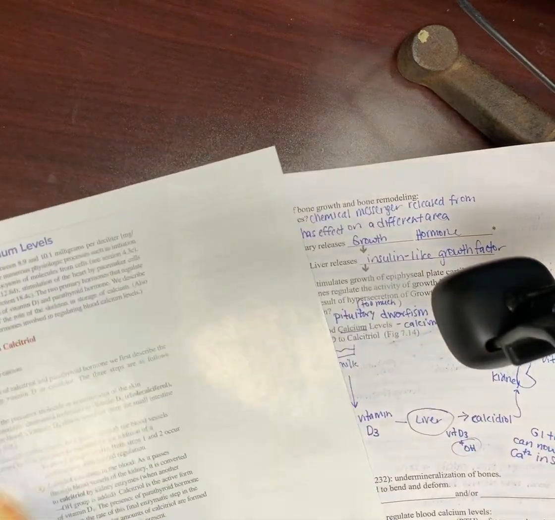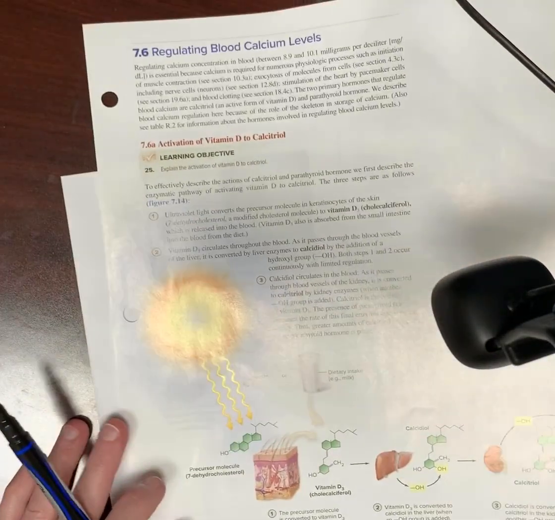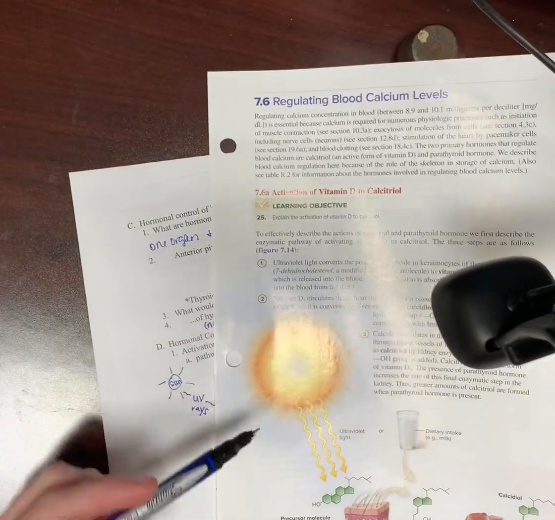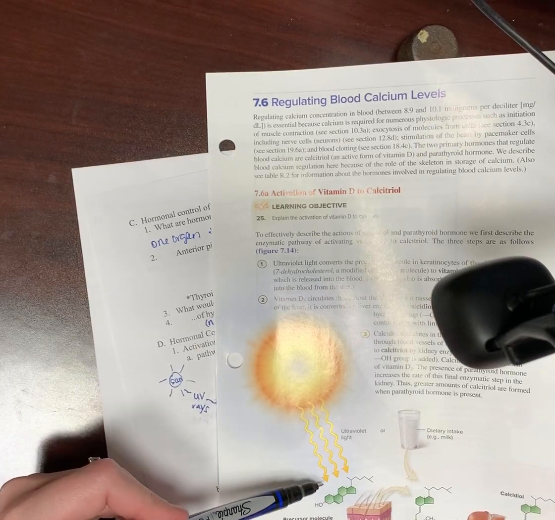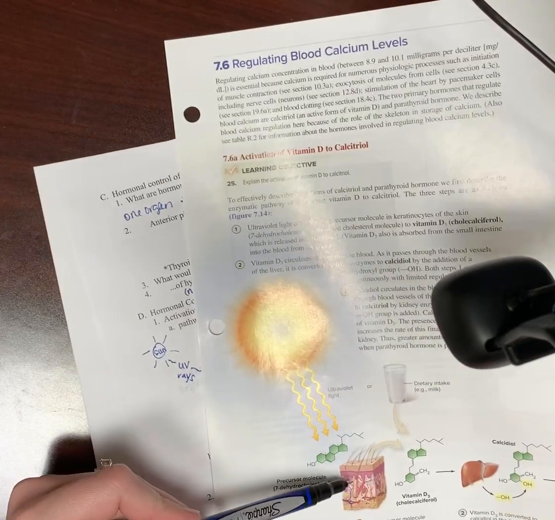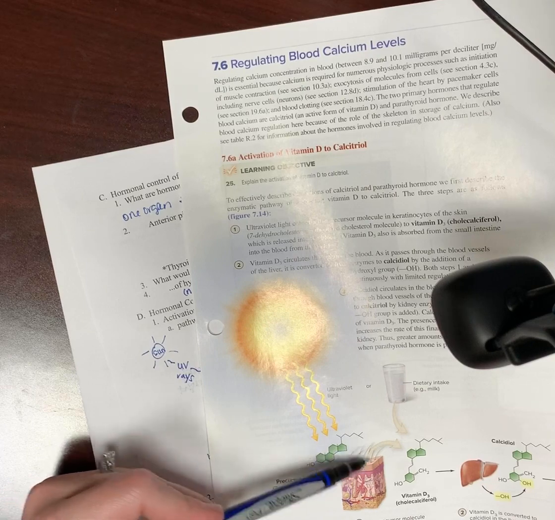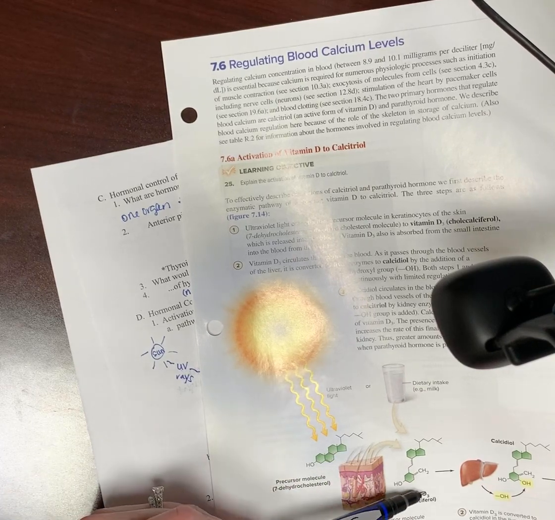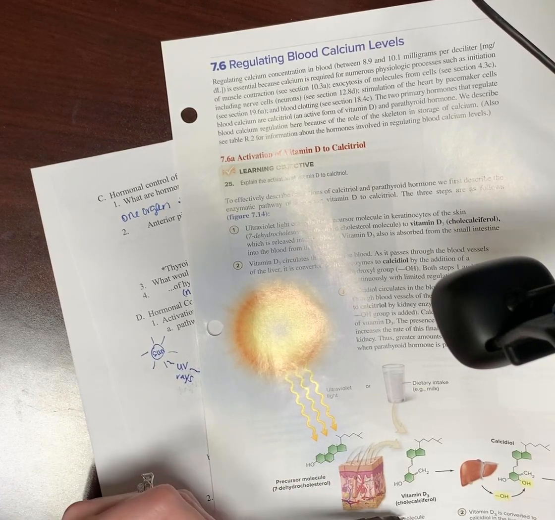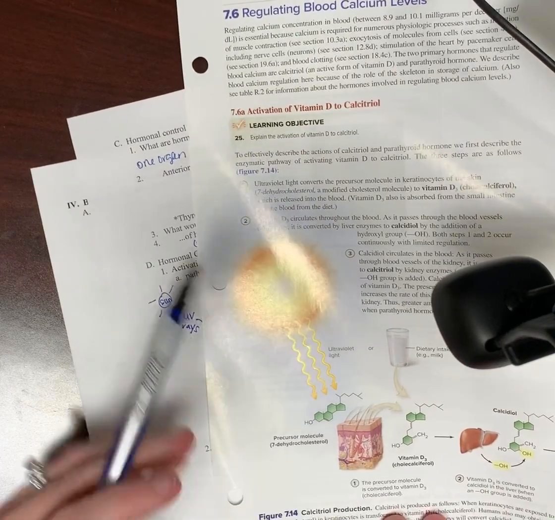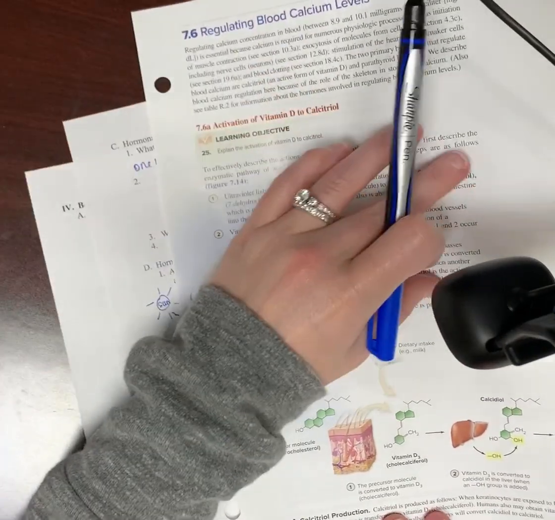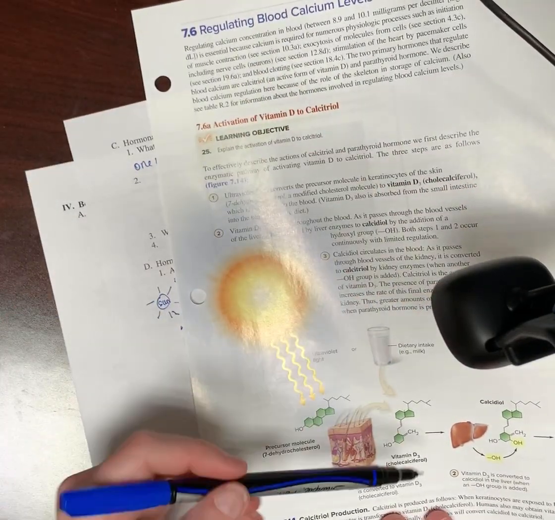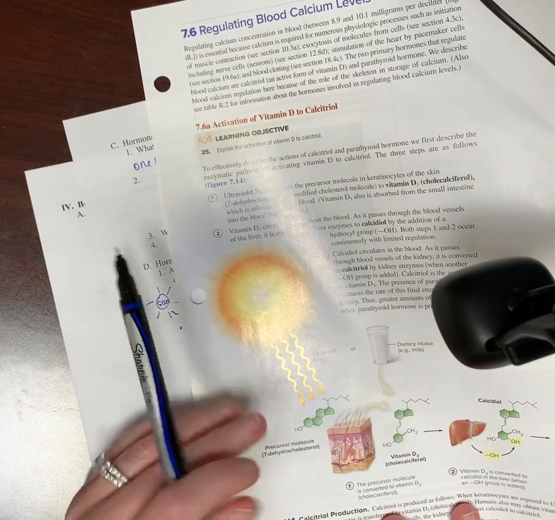Let's look at it. Page 233. Here's the sun. The sun has UV rays. They go to the skin and it makes vitamin D3. It's actually called cholecalciferol if you care, which you probably don't. I don't blame you. Or you can get it from milk. Either way, you end up with vitamin D3.